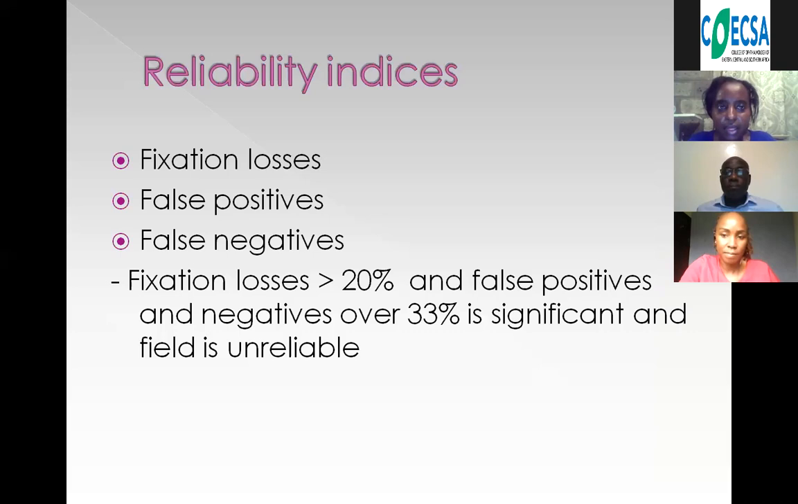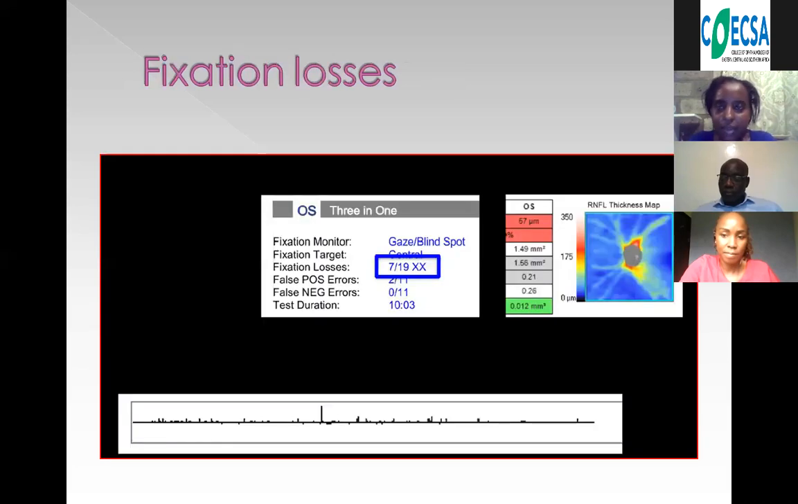Look in the reliability indices, the fixation losses, false positives, false negatives, which actually help us to tell whether the test is reliable. Fixation losses greater than 20% and false positives and negatives over 3% are significant, and the field is usually unreliable. As you look at the fixation loss, it's good to look at the gaze tracker, which is usually input at the start of the test, and there's an image at the bottom which tells how steady the fixation is.